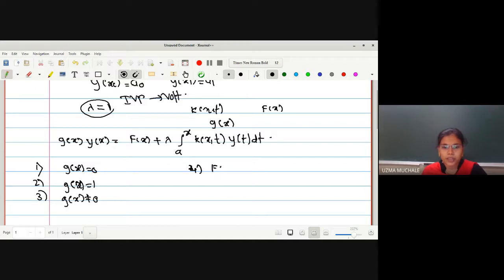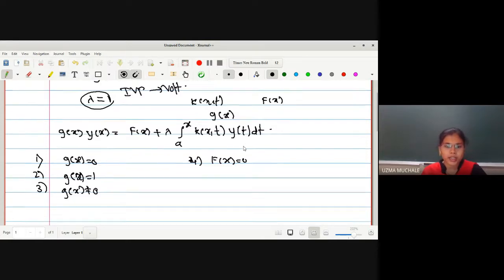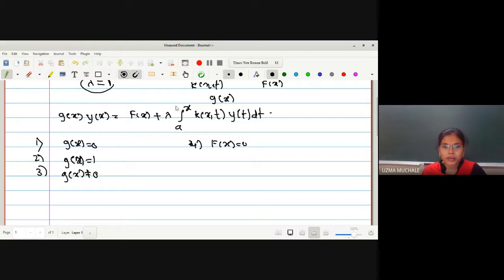Next, what is the fourth one? If f of x is equal to 0, then it is homogeneous. And if g of x is also 0, then it is a homogeneous first kind of Volterra integral equation. And if g of x is 1, f of x is 0, then it is a homogeneous second kind of Volterra integral equation. Next, if f of x is 0, g of x is non-zero, then it is called a homogeneous third kind of Volterra integral equation. The same thing we have to see for a Fredholm. So what is the change? Only the upper limit will be a constant.